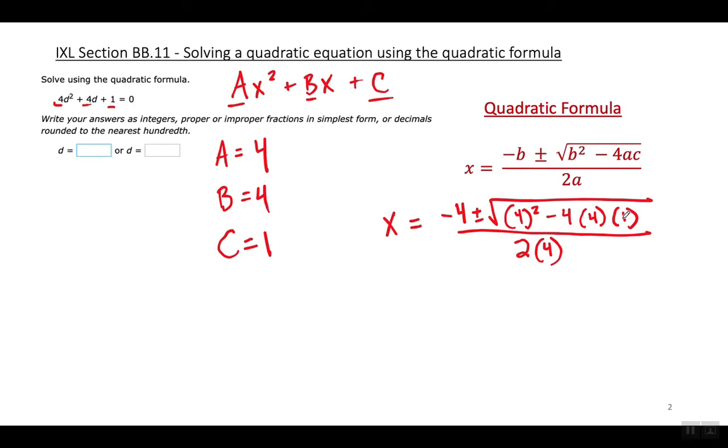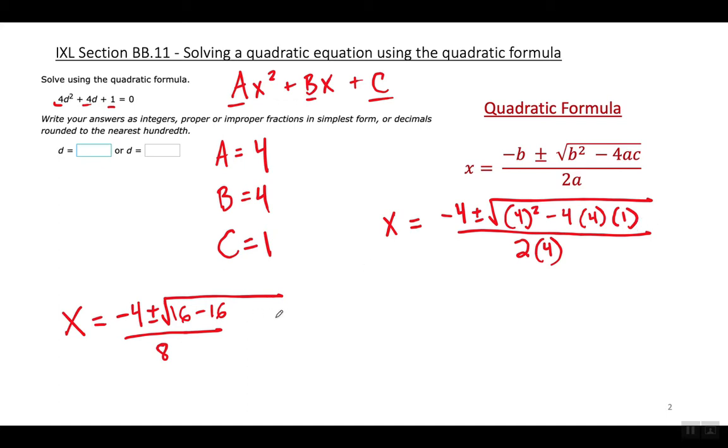Now we just have to simplify. Underneath the radical sign, first I'm going to simplify these three numbers. I'm going to multiply them. So x equals negative 4 plus or minus the square root of, first of all, 4 to the second power is 16. Now these three numbers, I'm going to multiply them together. Negative 4 times positive 4 is negative 16. Negative 16 times 1 is negative 16. And on the bottom we have 2 times 4, which is 8. So here I have simplified what was originally in the formula.